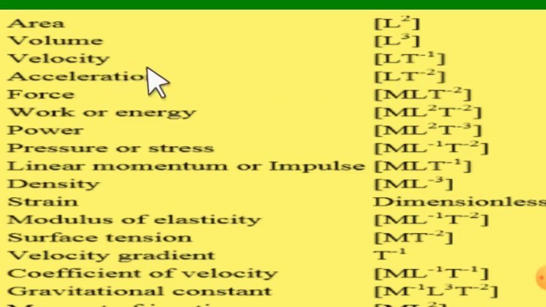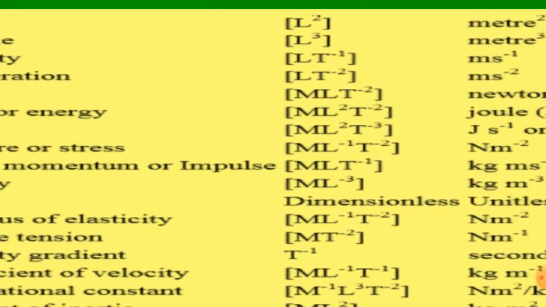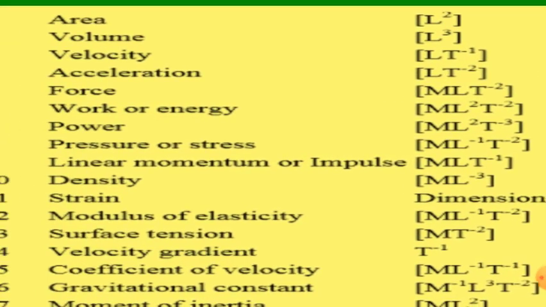So velocity has a dimension 1 in length, -1 in time, like that we will say. And its SI unit will be what? Meter per second. Got it? Meter per second. Now comes acceleration.